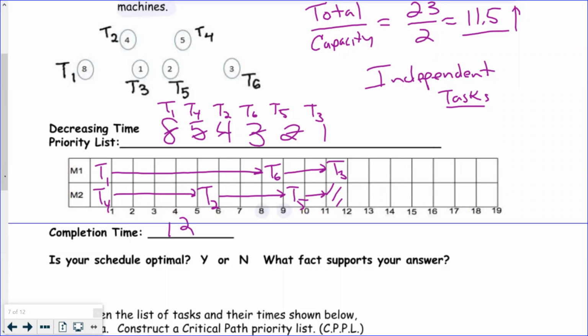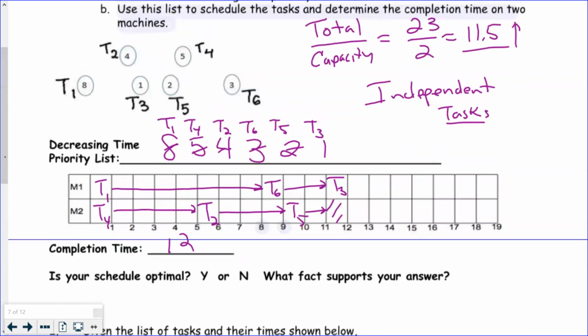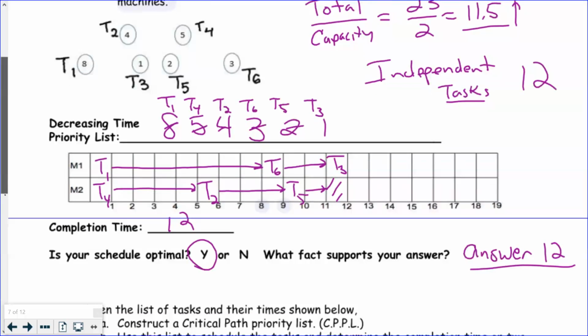Got it? So is this optimal? Well, this number rounds up to 12. Our completion time is 12. Yes, that fact supports our answer. Our answer is 12, so it matches that. It supports that. Make sense?